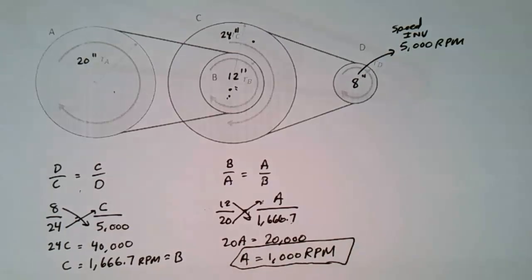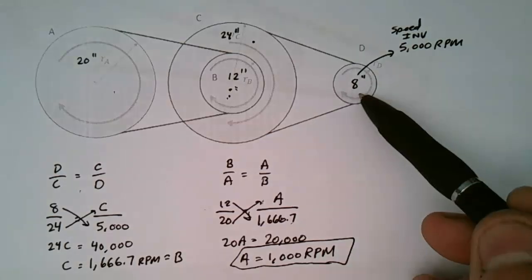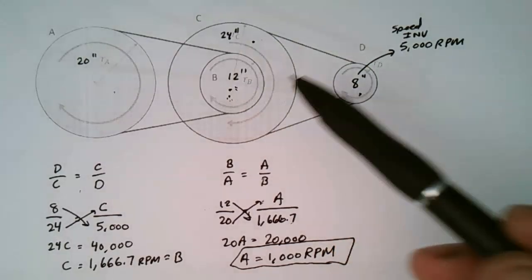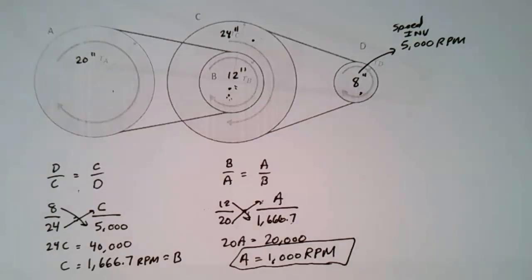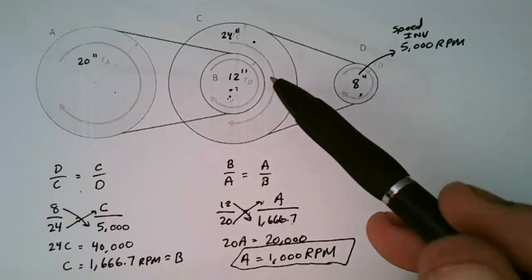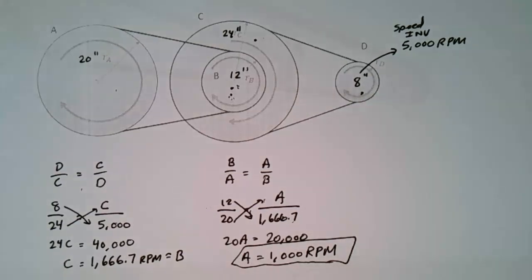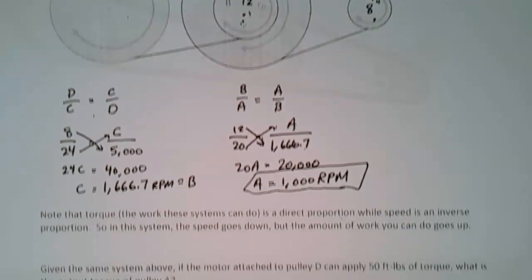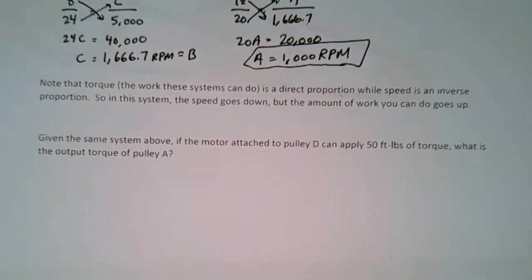Okay. So, in this particular compound belt drive, the original pulley is spinning 5,000 RPMs, and after going through 2 reductions, it is spinning 1,000 RPMs at the output. So that's the way to take an electric motor that spins very quickly and slow down its speed using pulleys, chains, or gears. Okay? So, now we're going to go down a step further here.